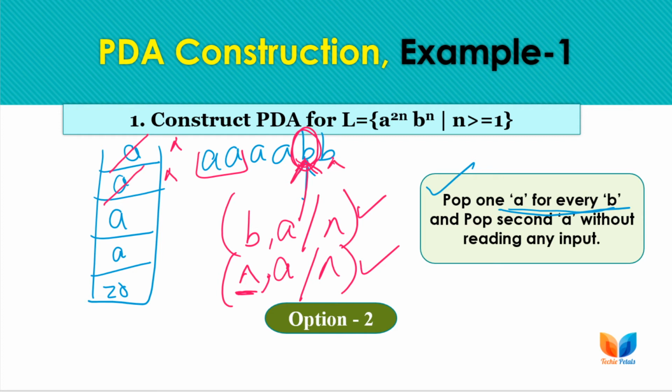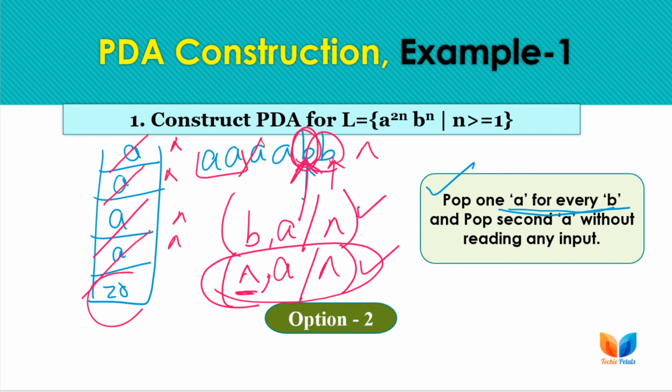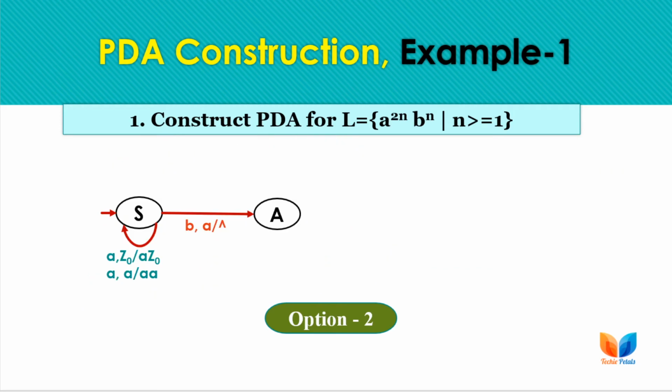Now coming to the next B, we have popped this A, and for the same B we are performing another pop operation without reading any input symbol from the input and from the stack. So we have performed another pop operation and replaced all the A's with null. Now we have reached the string end and the stack top is Z0, so we can easily show the acceptance. So here is the solution for this.